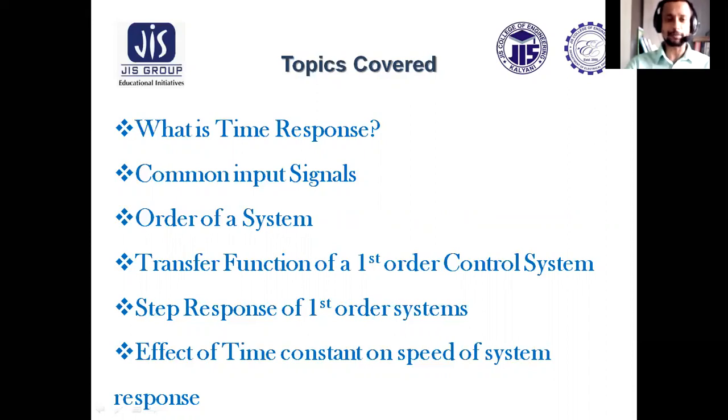Next, what is the order of a system? As we have seen, we are going to discuss today the time response analysis of a first order system. So how can you define the order of a system? How can you identify whether it is a first order, second order or higher order system? That will be discussed in the third topic. Next, we'll try to find the transfer function of a first order control system. Next, we'll move to the step response of a first order system: how a first order system behaves with a step input. Next, we'll discuss the effects of time constant on system speed, or system gain on system response. All those will be discussed in today's class.